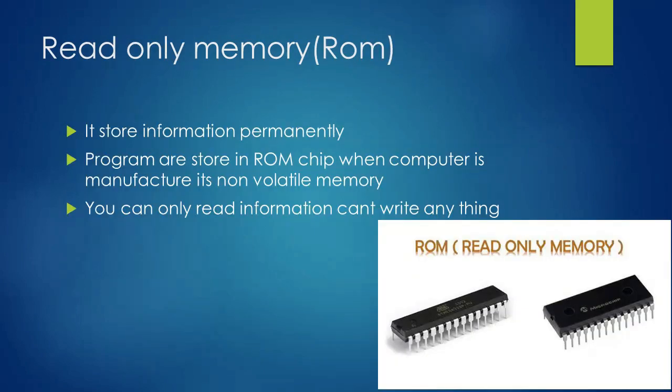ROM, that is read-only memory. It stores information permanently. Programs are stored in ROM chip when the computer is manufactured. It's non-volatile memory. You can only read information, you can't write anything in this memory chip. So we can say read-only memory. It's called ROM. It's only used to retrieve data from computer. User can't write anything or can't store anything in this memory type.